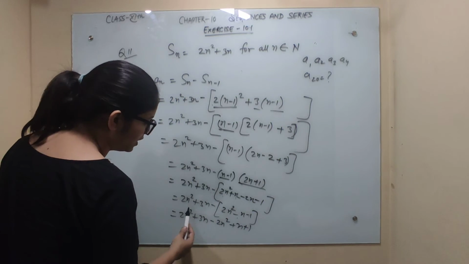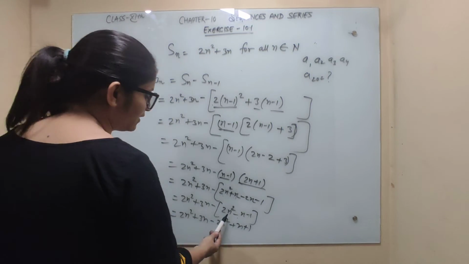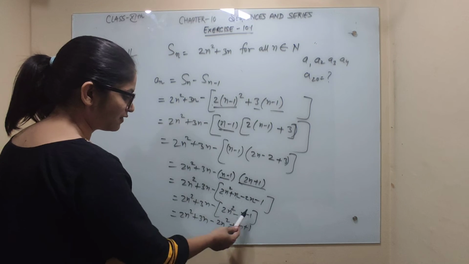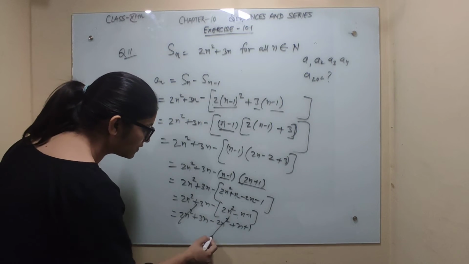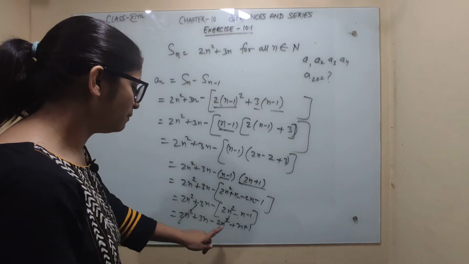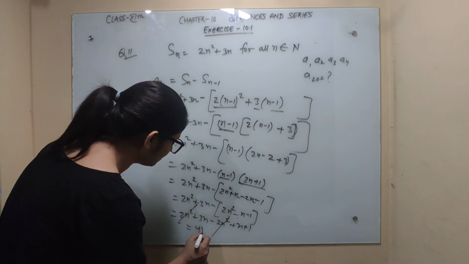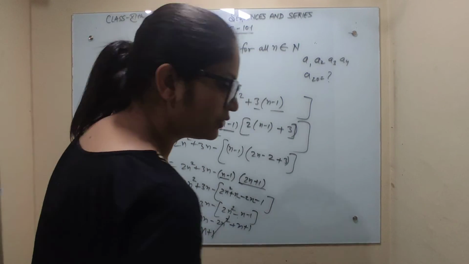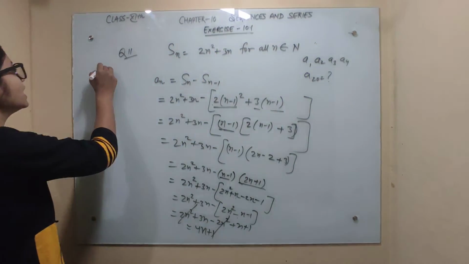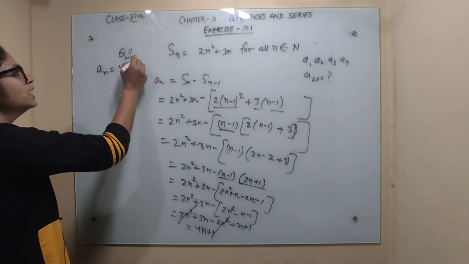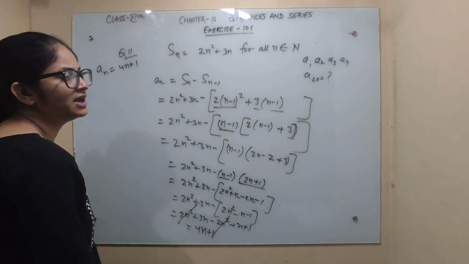2n square is the same. Now I will open this minus. So minus 2n square minus n plus 1. You can see 2n square negative cancels. 3n plus 1n, that is 4n, plus 1. You got 4n plus 1. So you know an is 4n plus 1. So easily you can find a1, a2, a3, a4.